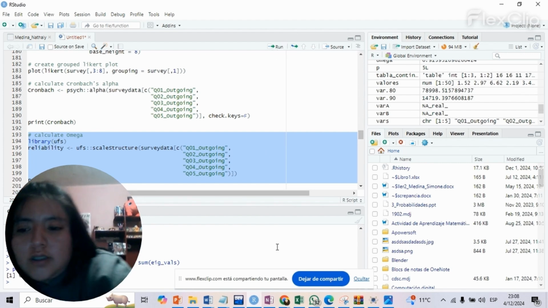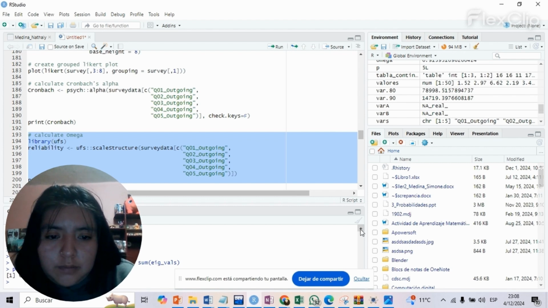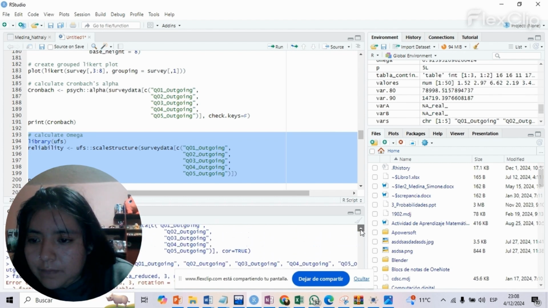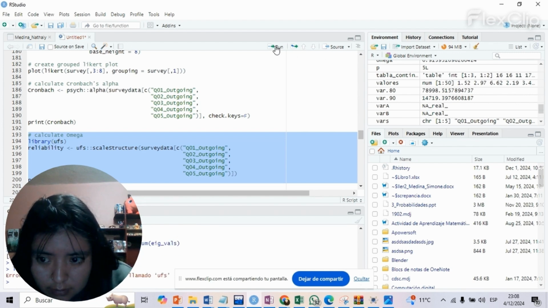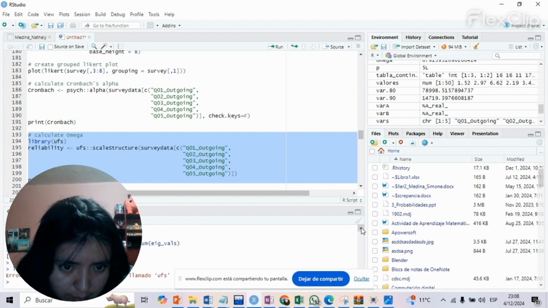these dots. Wait a minute, please. Okay. Okay. Let me.